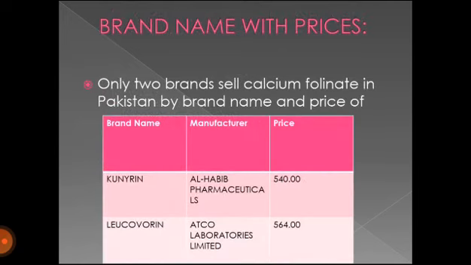The brand names with prices. The two brands which sell folinic acid in Pakistan are as follows. The brand name is Quiniran, manufactured by Al Habib Pharmaceuticals, and the price at which it sells is 540, whereas Leucovorin is the other brand name, manufactured by Atco Pharmaceuticals from Atco Laboratories Limited, and its price is 654.